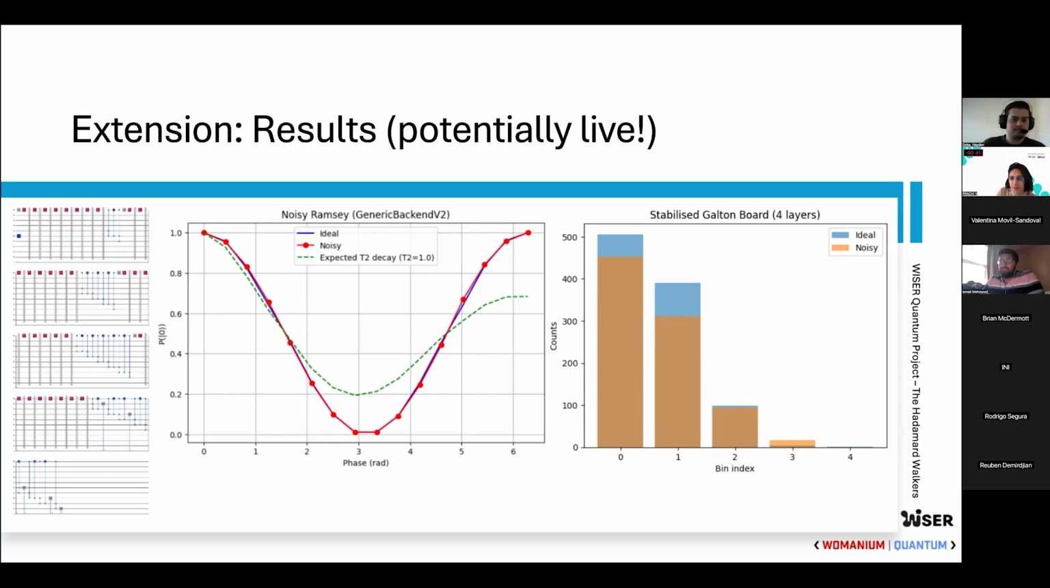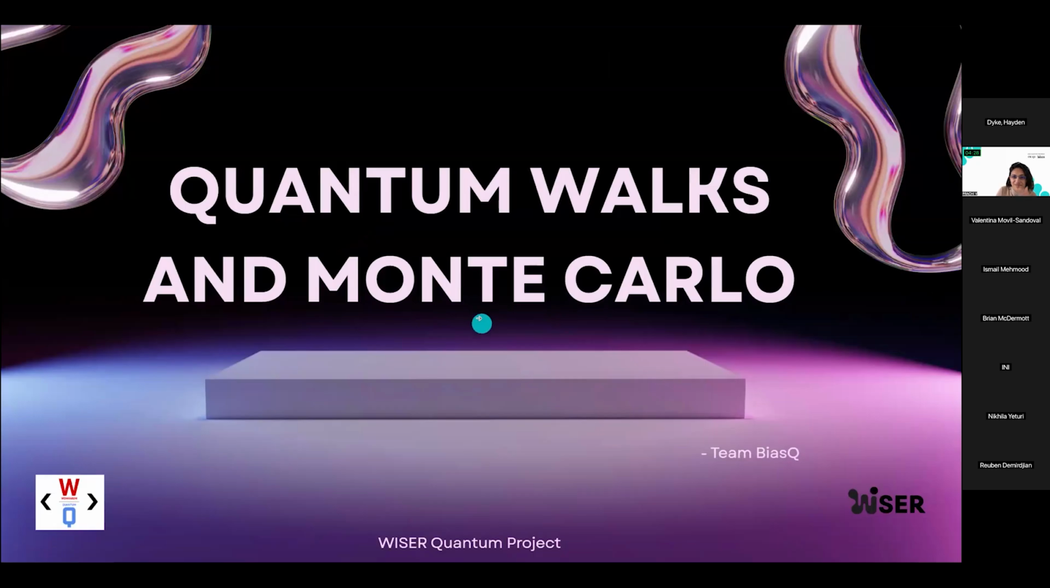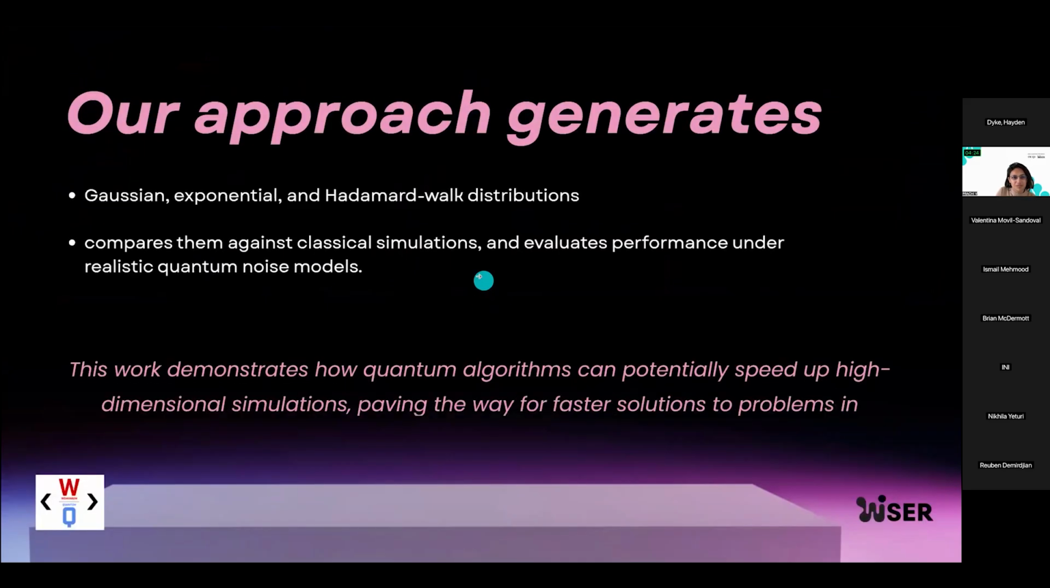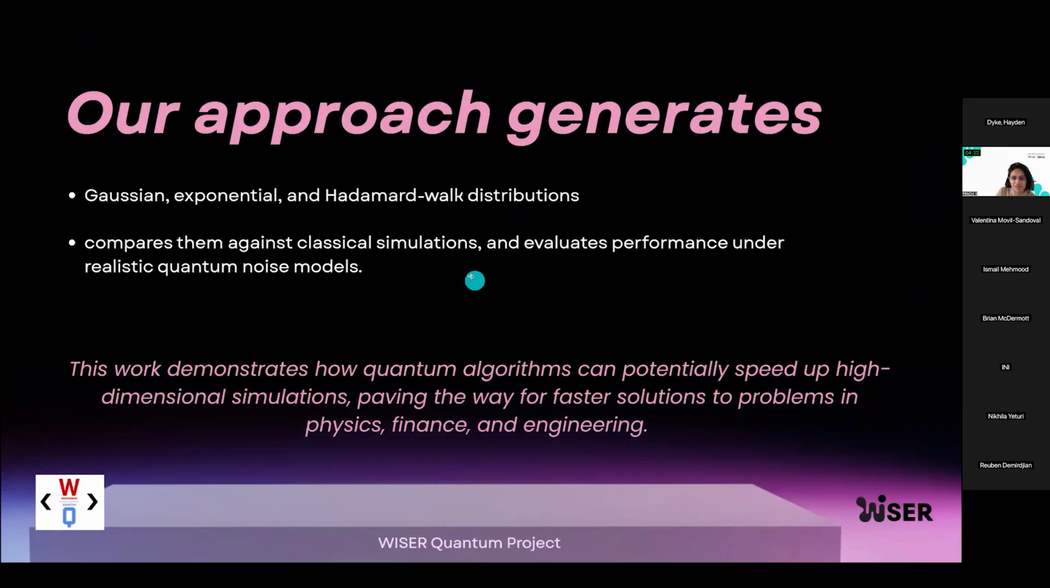Off to BiasQ. I'm Nikhila, and my teammates and I are representing Team BiasQ. The whole problem statement revolved around making a Galton box-style setup with quantum walks and Monte Carlo sampling. Our approach is primarily using Gaussian, exponential, and Hadamard walk distributions, comparing them against simulations, and evaluating performance under realistic quantum noise models.